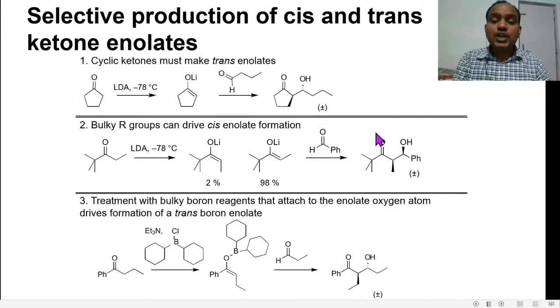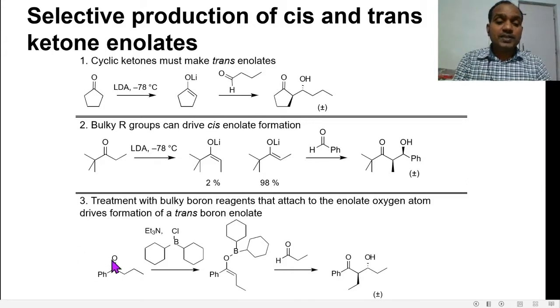Therefore this is a controlled aldol condensation reaction because of the geometry of the enolate, and therefore it becomes a stereoselective aldol condensation reaction. It selectively forms either the syn aldol or the anti-aldol, depending upon the geometry of the enolate. Treatment with a bulky boron reagent that attaches to the enolate oxygen atom drives formation of a trans boron enolate, and as a trans boron enolate there must be formation of anti-aldol.